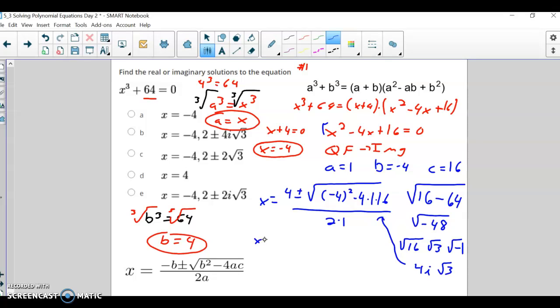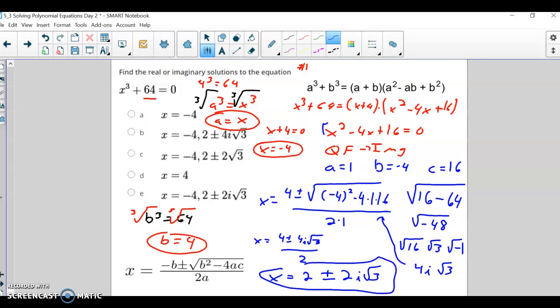So our answers are x equals 4 plus or minus 4i radical 3 all over 2. And then since it divides evenly, divide out the 2, so we get 2 plus or minus 2i radical 3. Okay, so overall we have 3 answers. These pair of imaginary down here because of the plus minus, and then this negative 4 right there. Okay, so our answer looks like this. And your answer choices might be different because I think it scrambles these letter choices, but it should be negative 4 and then 2 plus or minus 2i radical 3.